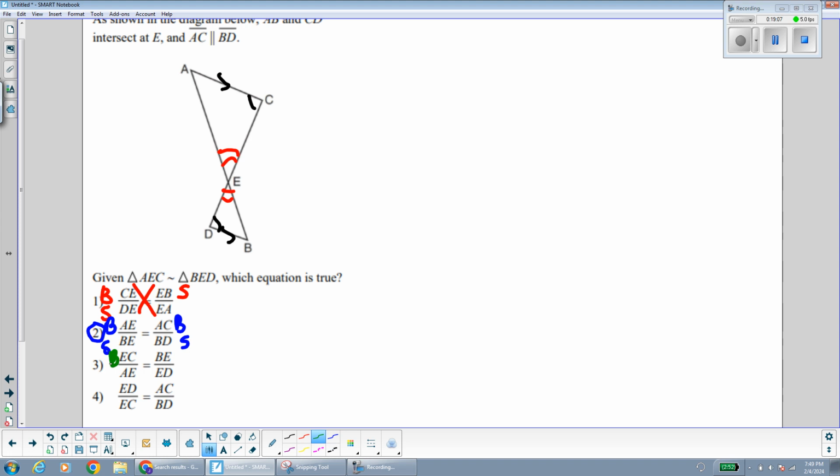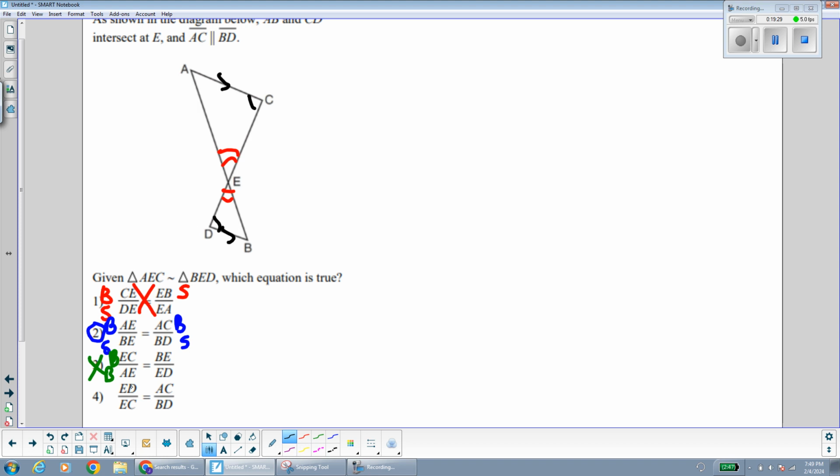EC is from the big triangle. AE is from the big triangle, which is fine. These just need to be the corresponding sides to these from the small triangle. Let's see if EC and BE correspond. Second and third letters, but BE is the first and second letters, so these don't correspond. That's why that one's not correct.